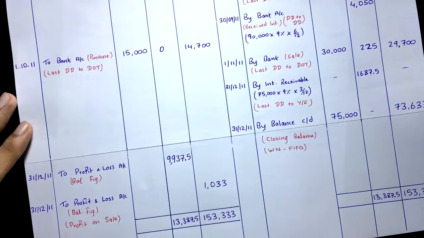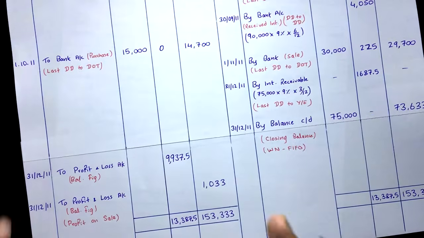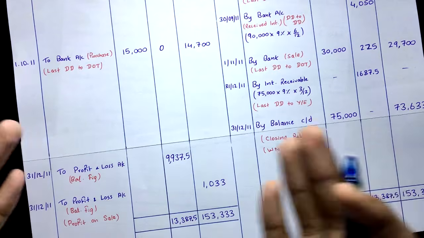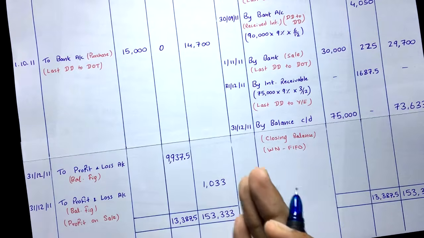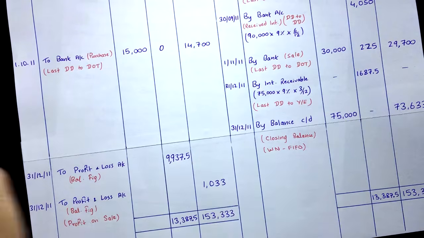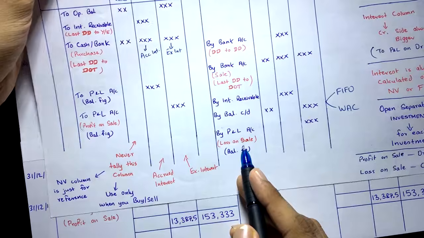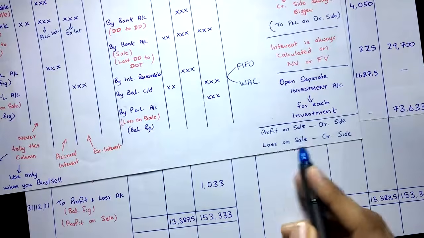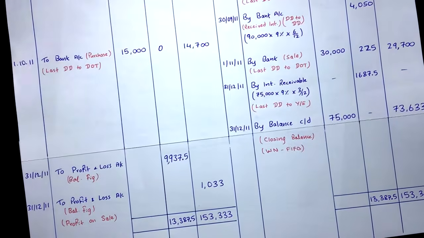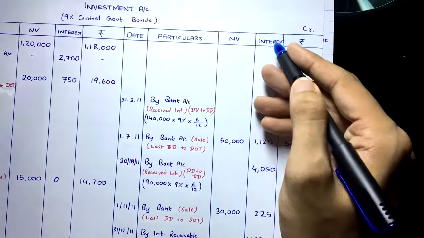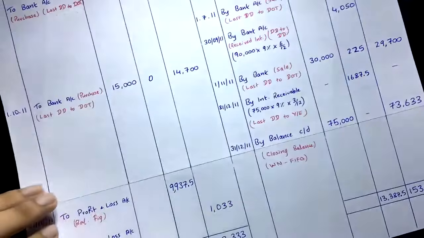and the balancing figure will always go to where? Profit and loss account, because if you have made profit on sale of investment, it will come on the debit side. As you know the format, the profit on sale will come on the debit side and the loss on sale will come on the credit side. Profit on sale debit side, loss on sale credit side. And then the interest account, the balancing figure of interest account will always be where? It will always be on the debit side.